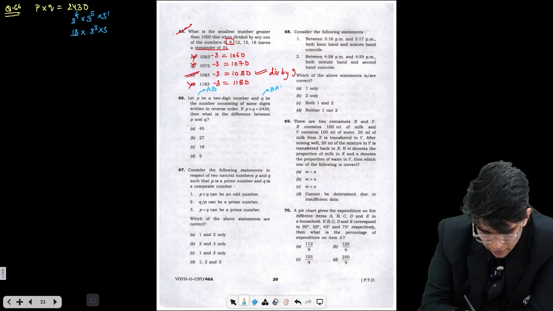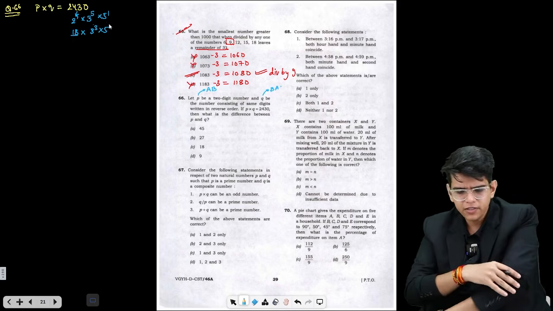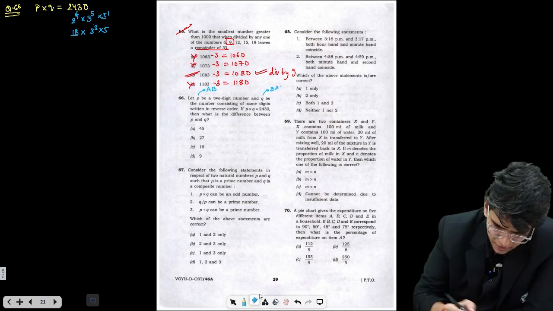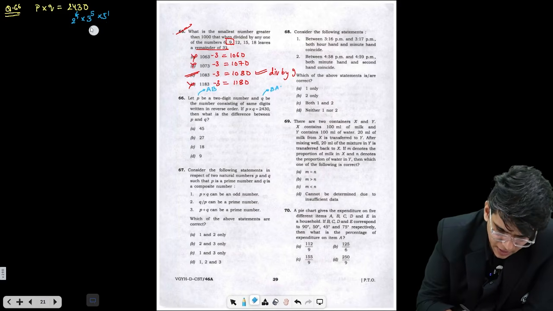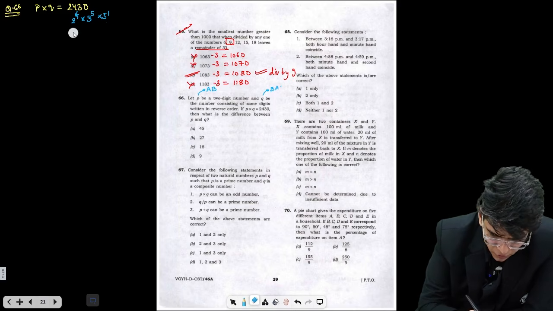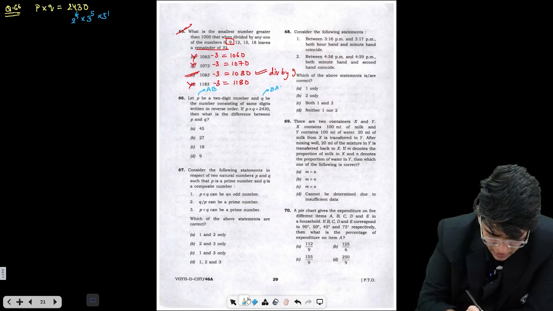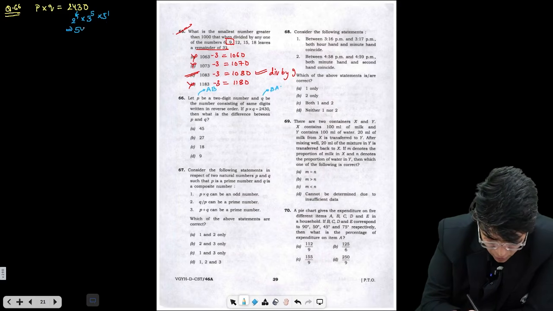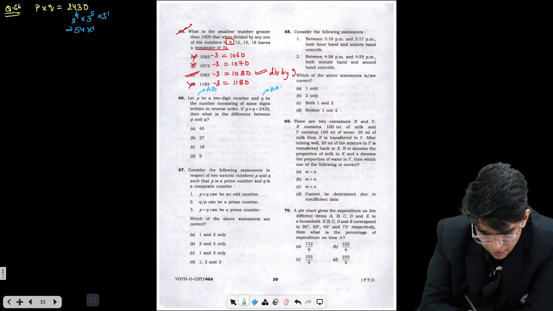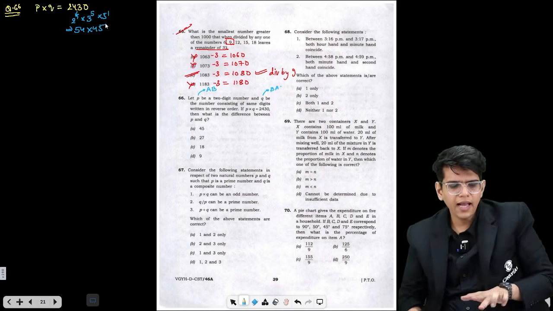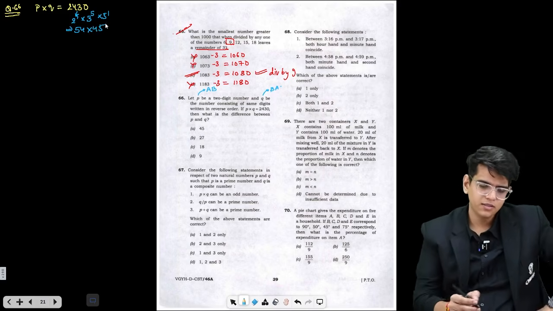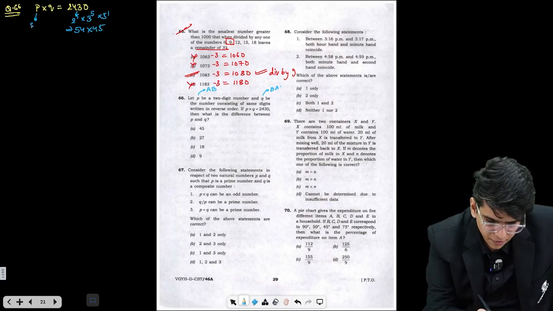3 into 5. This will be 27 into 5, a 3-digit number. This can't happen again. Next, I will multiply 18 into 3, which is 54. So I can get the multiplication as 54 into 9 into 5, 45. See, I got the numbers. P is nothing but 54, Q is nothing but 45.